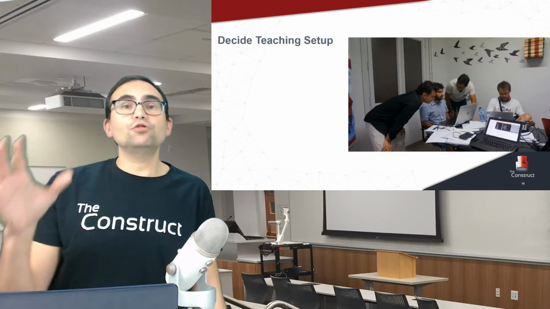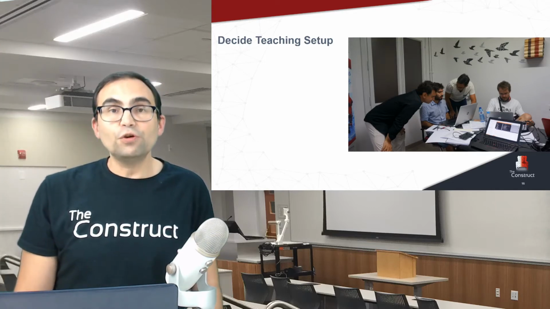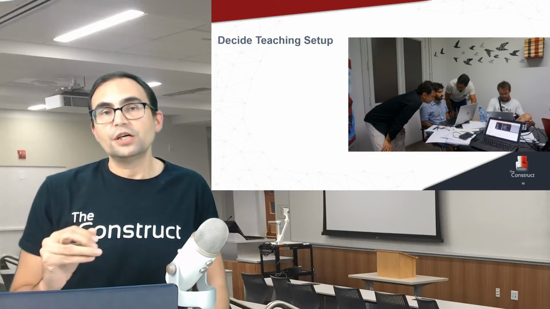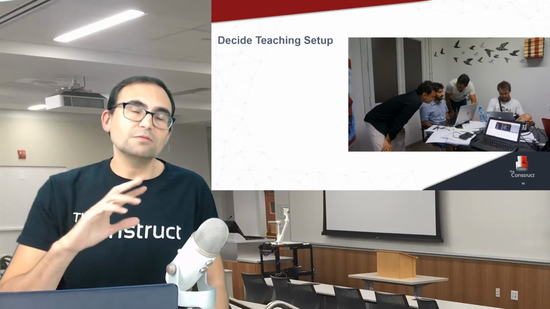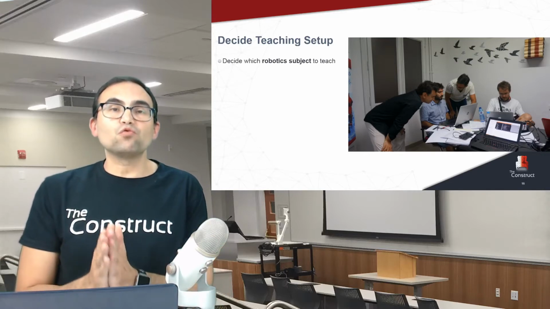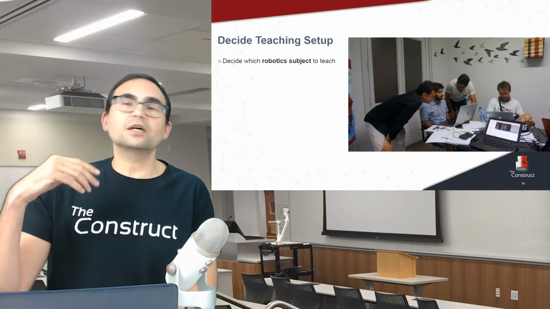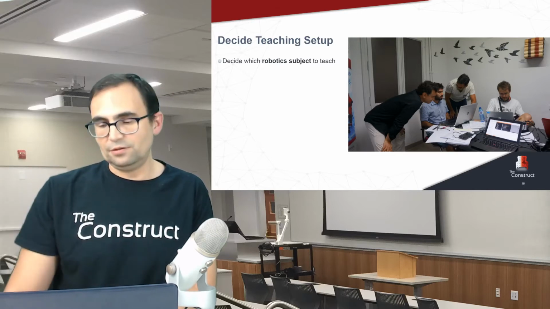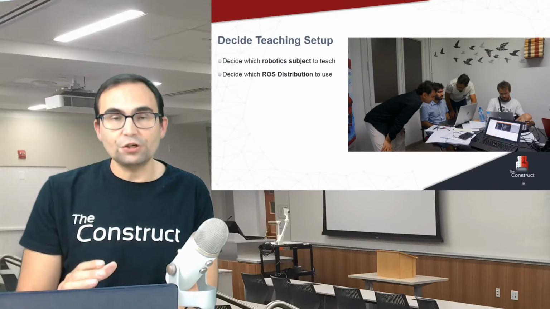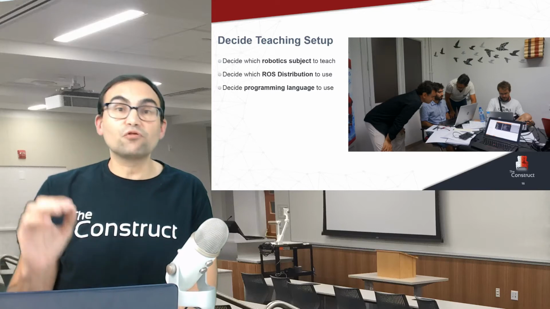Then, next step, you have this system already set up and your account created, and then you have to decide what other variables are necessary in order to teach. So we need to decide some things first. Let's see which ones they are. First, of course, we have to decide which robotics subject you want to teach. So I'm going to teach this ROS subject about this. We are going to see an example. Then you need to decide for which ROS distribution you want to prepare the material, and also decide the programming language.